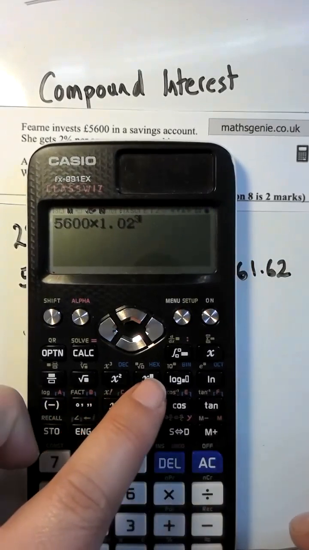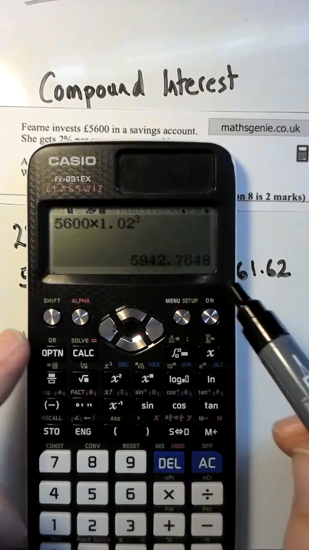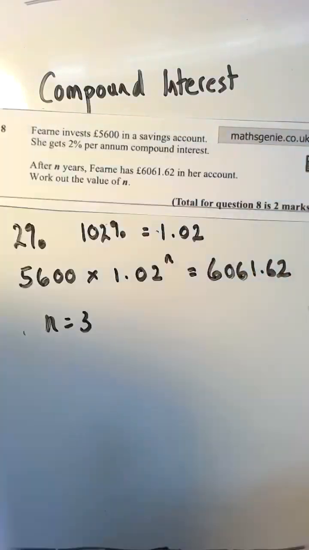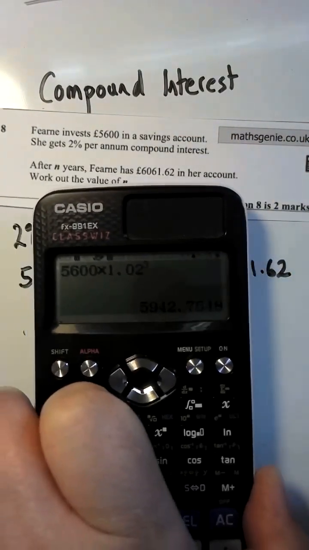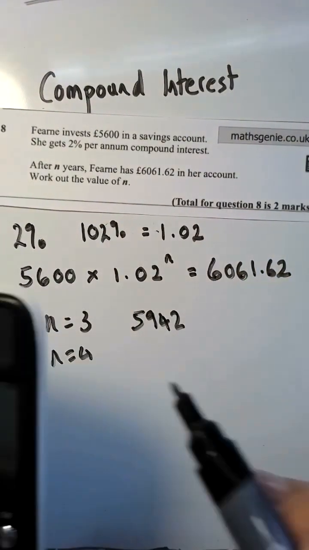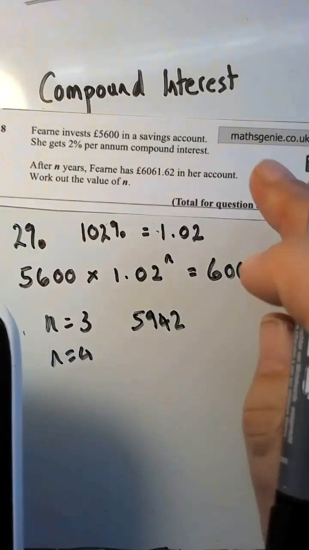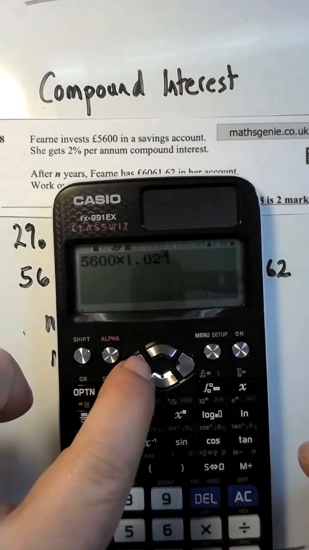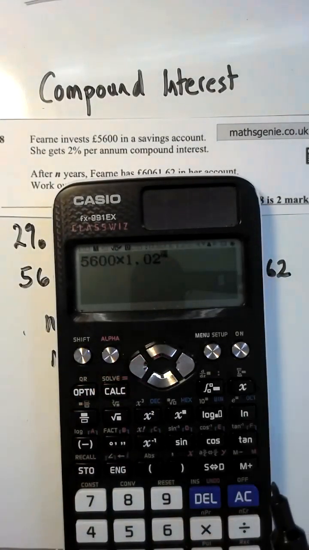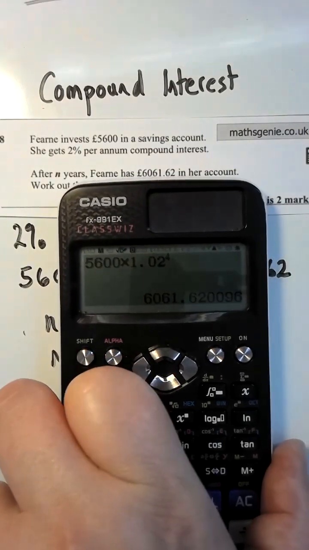I've used this button, x with the square. Now I've got 5942. I'm not there yet. So I'm going to try n equals 4 this time, because I'm getting close to what I need it to be. 6,000. It's not there yet, though. So I'm going to try 4. There we go. That's the one.